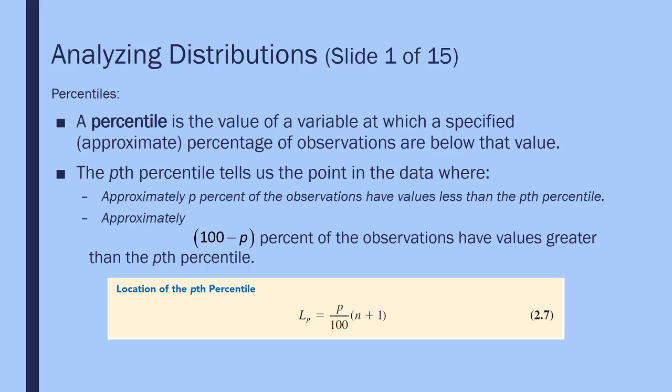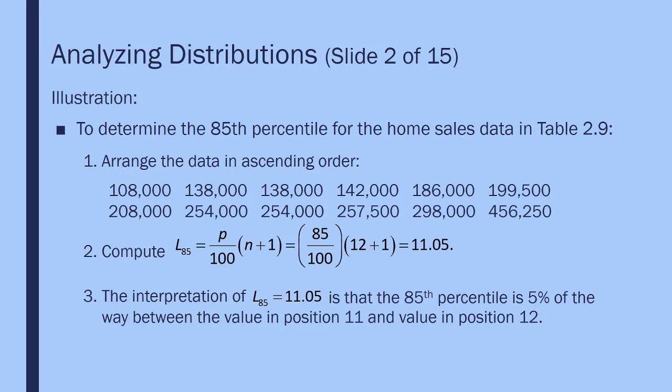Now, the location of the pth percentile is denoted by L sub p, which is equal to p divided by 100 times n plus 1. To illustrate, given the 85th percentile for the home sales data, we are going to arrange the data in ascending order and compute the 85th location using the formula p divided by 100 times n plus 1, which is equal to 11.05.